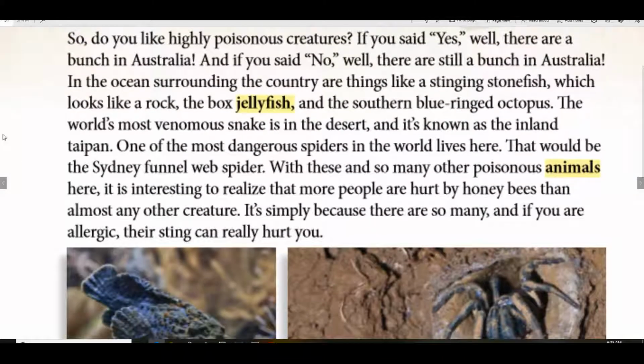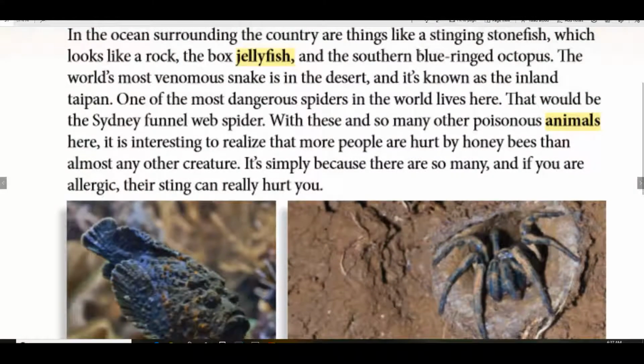Okay? Now, do you like poisonous creatures? Well, if you said yes, there's a bunch of them in Australia. But if you said no, well, there's still a bunch in Australia. In the ocean surrounding the country are things like stinging stonefish, which looks like a rock, the box jellyfish, and the southern blue-ringed octopus. The world's most venomous snake is in the desert, and it's known as the inland taipan. Can you say that? The taipan.